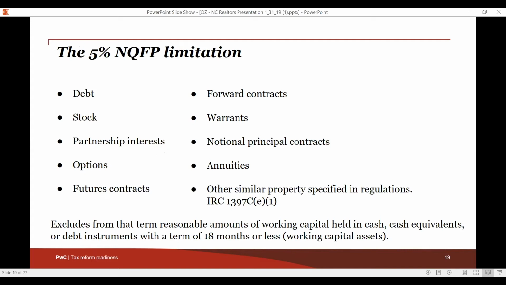So getting back to the non-qualified financial property, in addition to this list, we do know that working capital held in the form of cash, cash equivalent, or debt instruments with a term of 18 months or less are excluded from NQFP. I also want to mention that there is an exception for cash that qualifies for the working capital safe harbor. And we'll get into that.